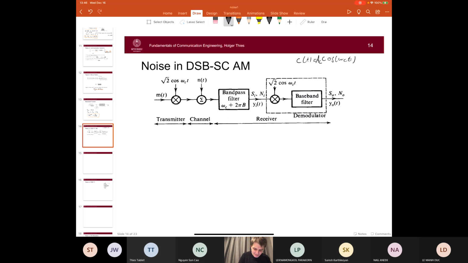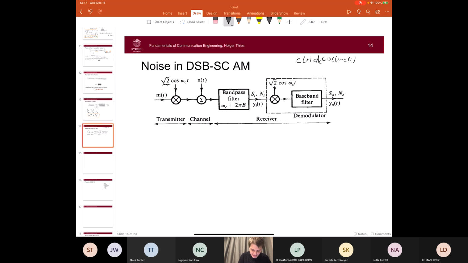And for simplicity, we use here as carrier function square root of 2 times cosine omega_c t, because then we will have the same input and output power. This is also something we have seen in the modulation lecture: when we just take cosine omega_c t, we will have a signal of half the strength in the end. But if we multiply by square root of 2 in the carrier, we will get a signal with the same power in the end. So how does our modulation scheme look like with noise?